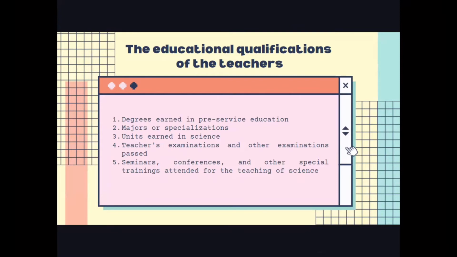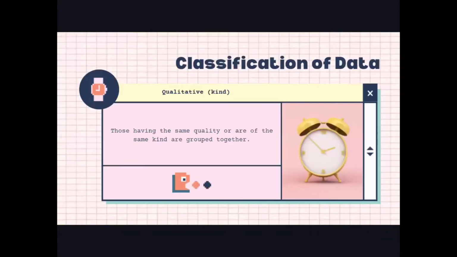First, degrees earned in pre-service education. Second, majors or specializations. Third, units earned in science. Fourth, teachers' examinations and other examinations passed. And fifth, seminars, conferences, and other special trainings attended for the teaching of science. Again, these are just some of the examples, and we can still add books, journals, and other materials in science being read. We also have advanced studies and number of years in science teaching. The other constituent parts may also be similarly divided and subdivided. The data are then grouped under the categories or parts to which they belong.